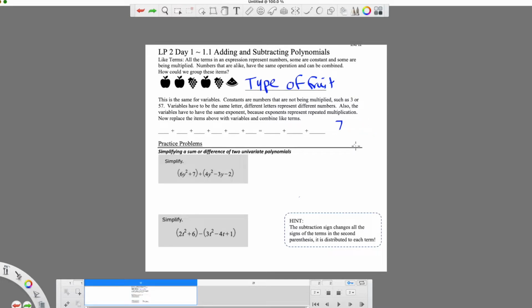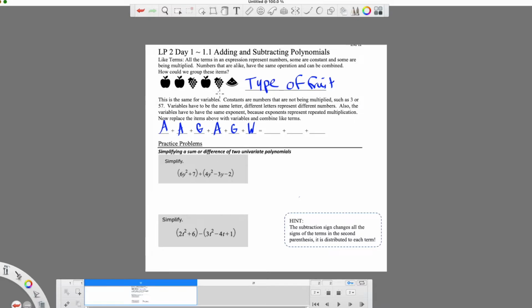All right, so now we can replace the items above with variables and combine like terms. So instead, I'm just going to look at this and go, okay, A for apple, G for grape, A for apple, G for grape, and W for watermelon. So I just did the first letter of each of the types of fruit.